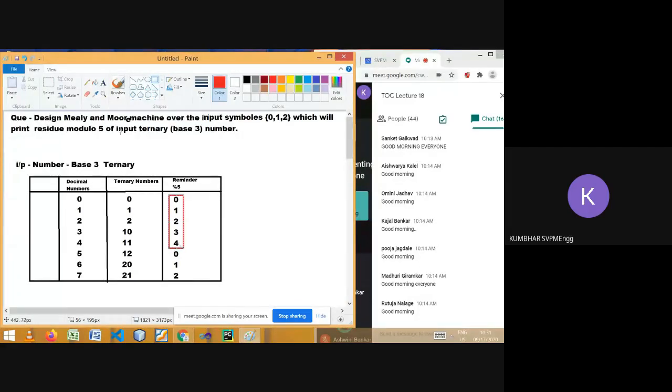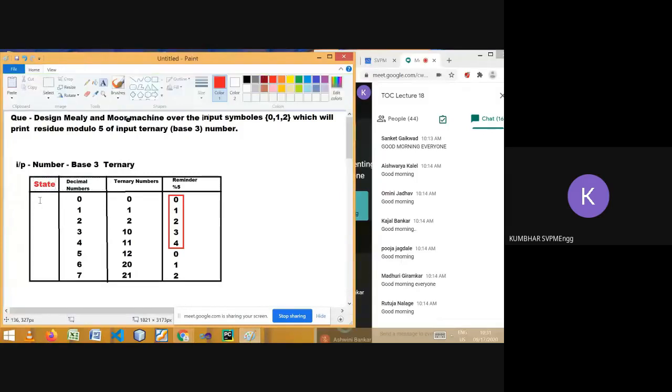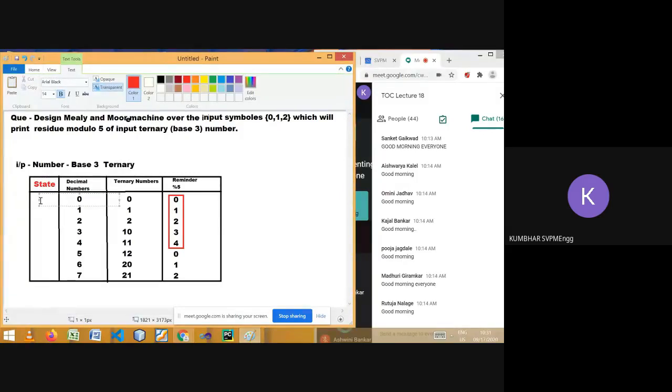So let me write those states. This first state, let's say, is Q0. Second state, Q1. Third is Q2. Fourth is Q3. Fifth is Q4. What will be the sixth state? What should I write here? Q5? Q0, correct. It will not be Q5 because only these 5 possibilities are there.